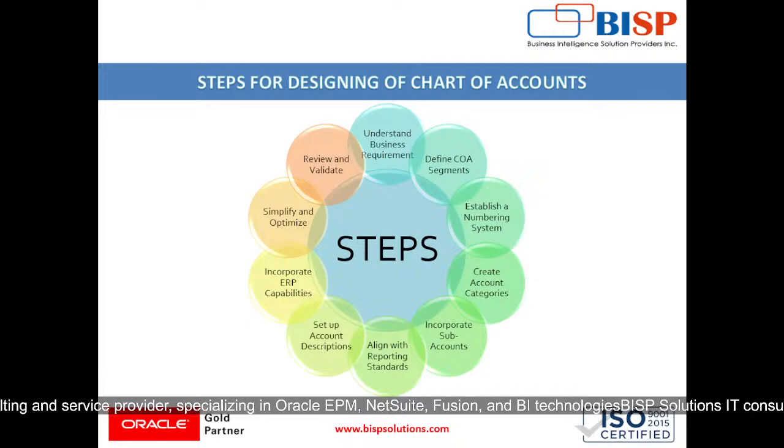After that, we will be simplifying and optimizing the same, where we avoid overcomplicating the CoA with unnecessary details, and we will be focusing on creating a balance between detail and manageability. Then comes our review and validate step. In that we will be validating the CoA design with key stakeholders. Then we will be testing it in a sandbox or staging environment to ensure it meets reporting needs.